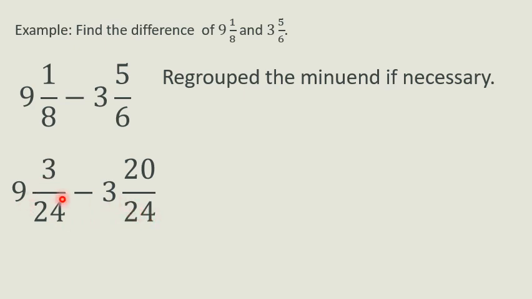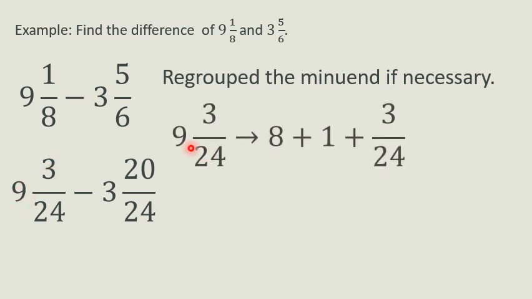Ngayon, kung makikita nyo dito, ang 3 minus 20 ay hindi pwedeng ipag-minus kasi mas malaki yung 20. Kailangan mas malaki yung nasa unahan. Ngayon, manghihiram tayo dito sa 9. Kaya yung 9 ay magiging 8 plus 1. Ito siya. Dito siya galing. Tapos, kopyahin lang natin tong fraction niya. Yung 1, tandaan natin, gagawin natin siyang fraction. Kung ano yung fraction na nandito, yun din po ang fraction na ilalagay natin dito.